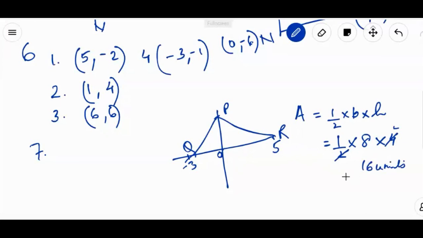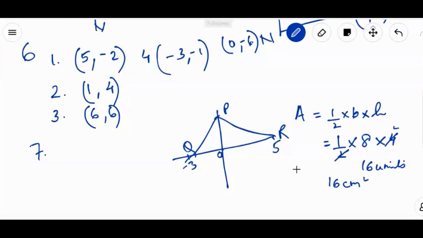16 units you can say, or if I know it's a centimeter graph paper, I can write 16 centimeter square. If it's a millimeter graph paper, accordingly, it depends what graph paper you have used. Okay. Then question number 8.